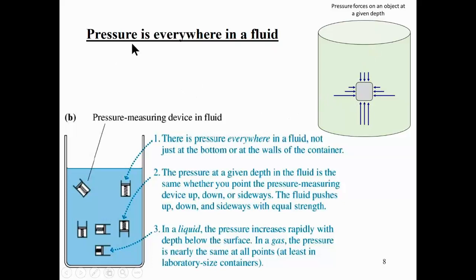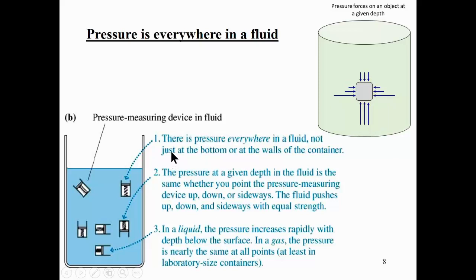So pressure is everywhere in a fluid. For example, if you submerge an object into a fluid, say a water tank right here at a given depth, this object is acted upon by pressure forces from all directions, not just downward or from the side. Pressure forces are everywhere. You can clearly see it's acted upon from all directions.